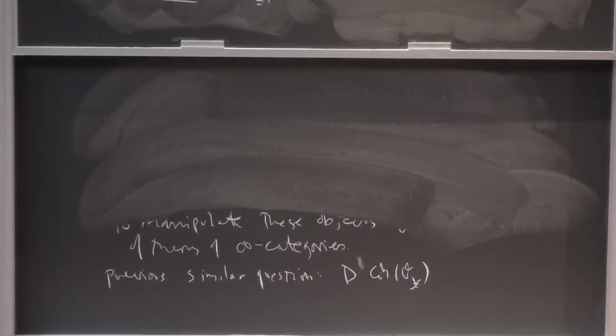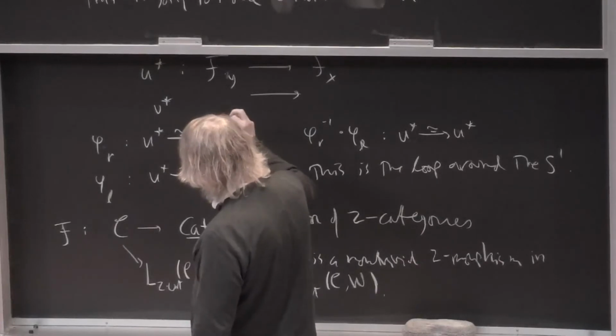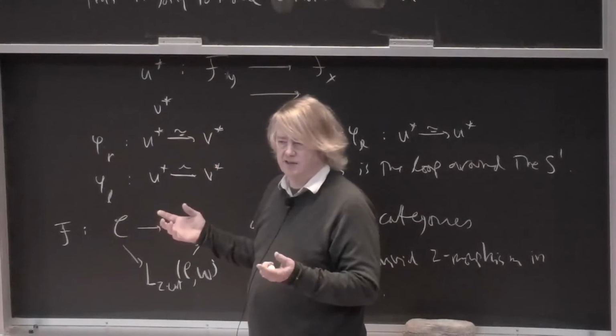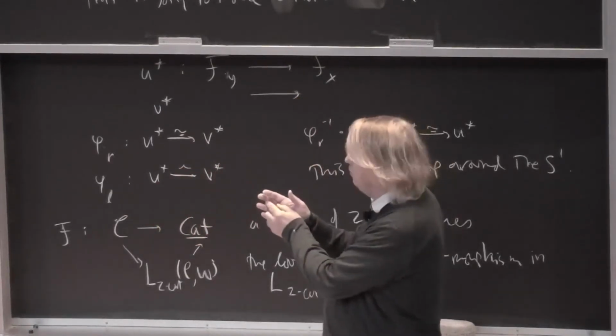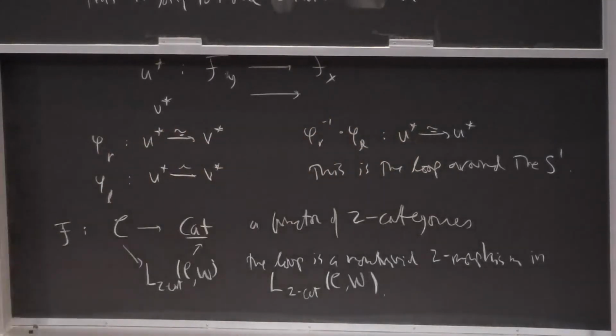If we replace the one category of maps from X to Y by just its set of isomorphism classes, then the fact that U and V are isomorphic in two different ways, that information is lost. Those two different isomorphisms between U and V become the same, just equality between the class of U and the class of V in the set of isomorphism classes.